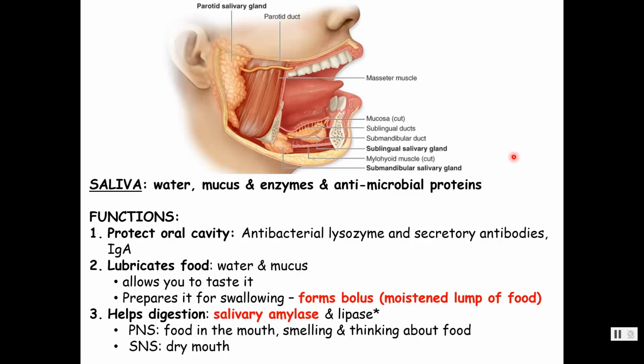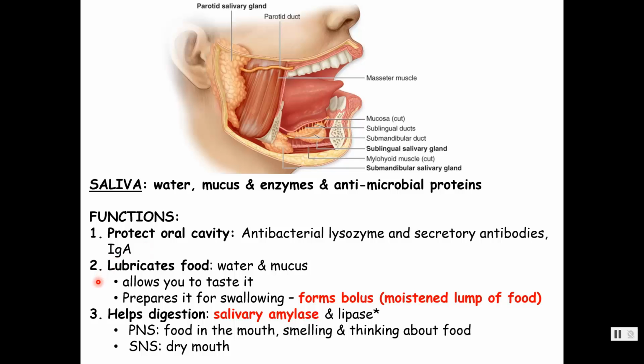All right, so we've ingested food in our oral cavity, mastication, we've chewed it up. We are going to mix it with saliva. So what is in saliva is mostly water, mucus, enzymes, and antimicrobial proteins. It is slightly acidic. Normally it's about 6.35 to 6.85. If we eat acidic foods, that pH will go up. The functions of saliva is to protect the oral cavity. So in the saliva, we have antibacterial lysozyme, which is going to break bacterial cell walls, and also secretory IgA, so antibodies are in our saliva.